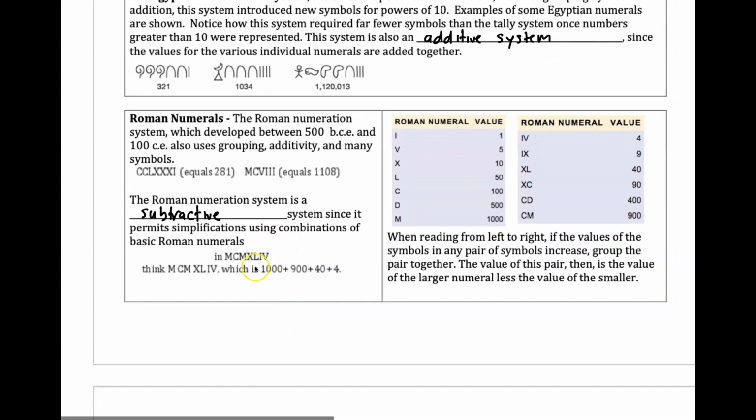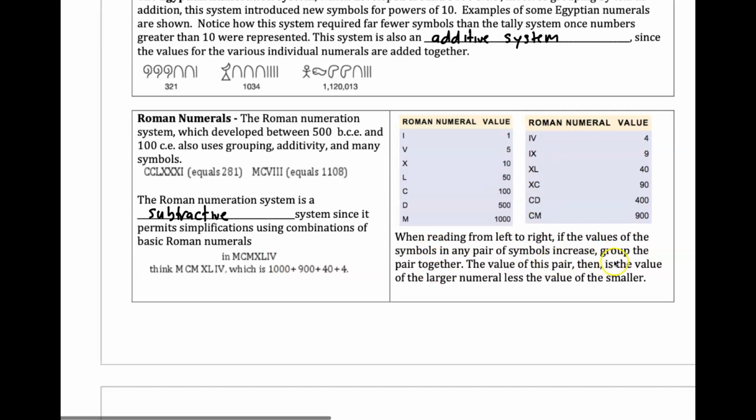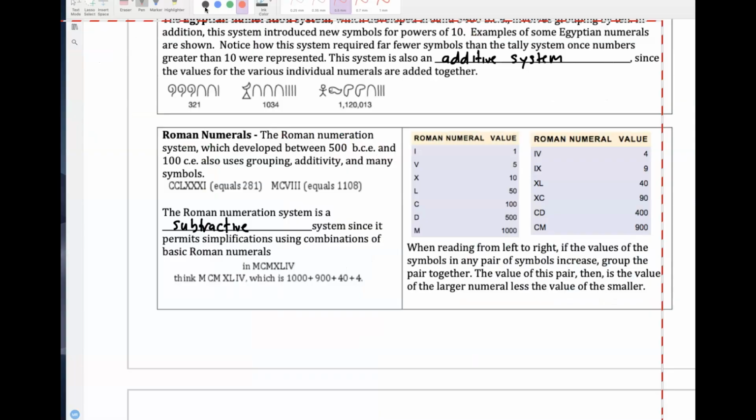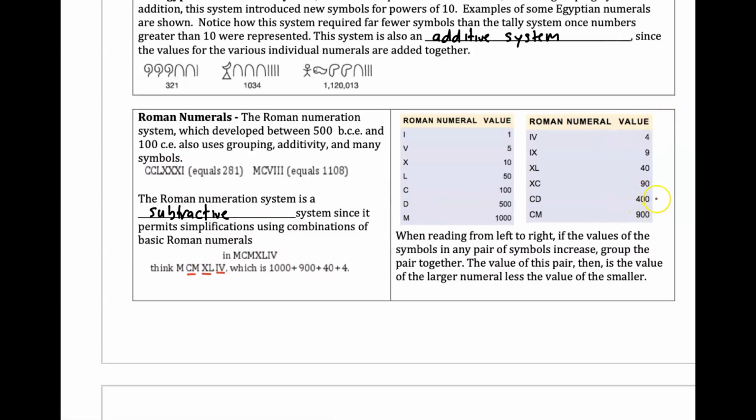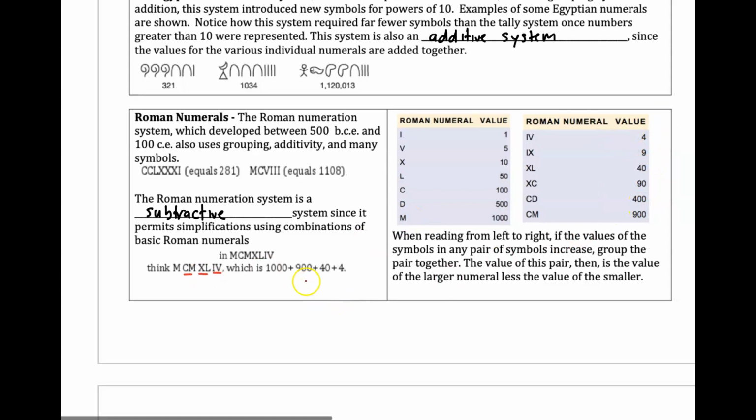And then you have this system where, when you get these special symbols, reading left to right, if the values of the symbols in any pair increase, group those together. And so you can see we have these groupings here because C is 100 and M is 1,000. It increases from small to big, whereas the others went from big to small. Once you have that, you know you're going to have these special values or use the subtraction system. And so then you can see where you get those numbers.